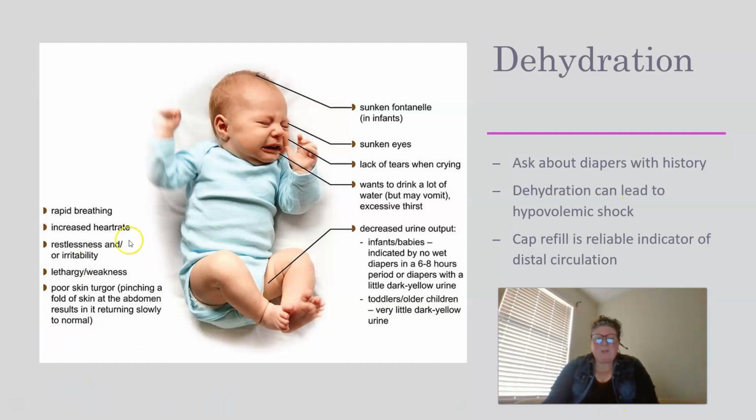So vital signs: we could see rapid breathing from dehydration, increased heart rate as a compensatory mechanism for the hypovolemia. Restlessness and irritability is an early sign. Lethargy and weakness is a late sign. And really, decompensated shock is an altered LOC. And then poor skin turgor. So these are signs of dehydration that we look for specifically in infants.